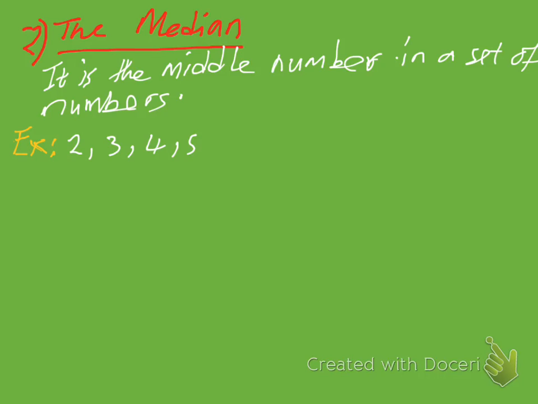An example, assuming they said 2, 3, 4, 5, 6. Moving from the left, you count 1, 2, and 3. You stop before the middle. Moving from the right, you stop again at the middle, 6 and 5. You see 4 is isolated at the middle. This is the median.